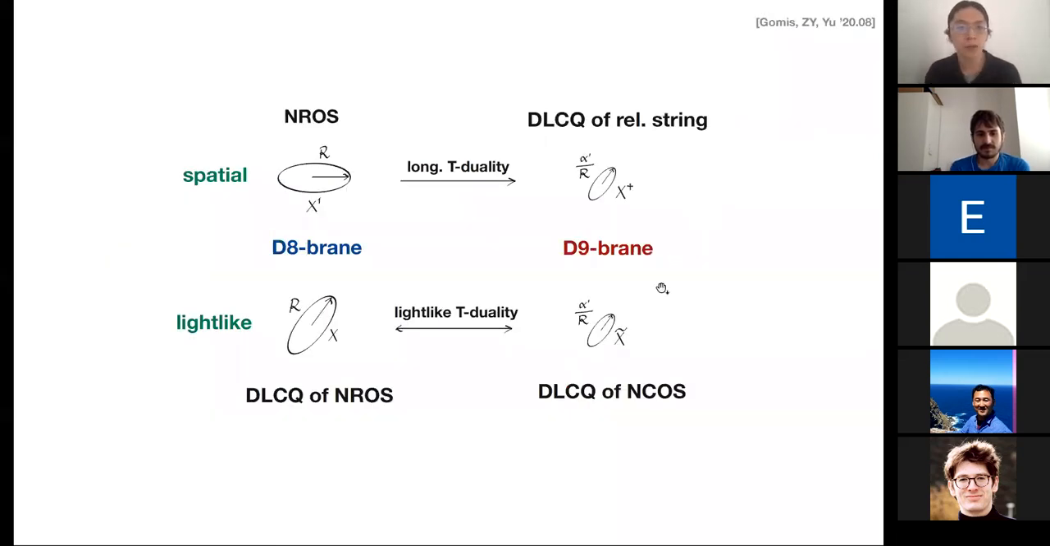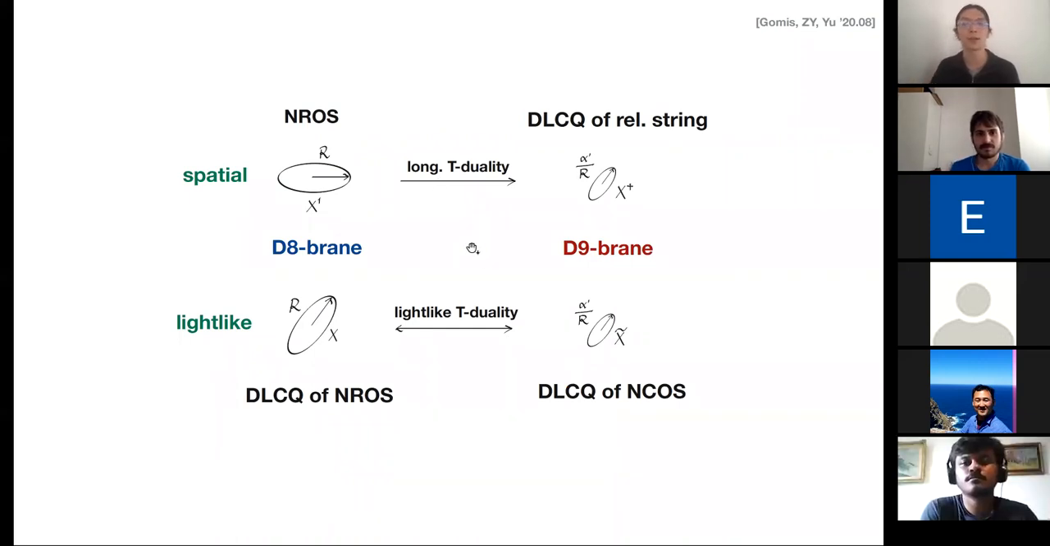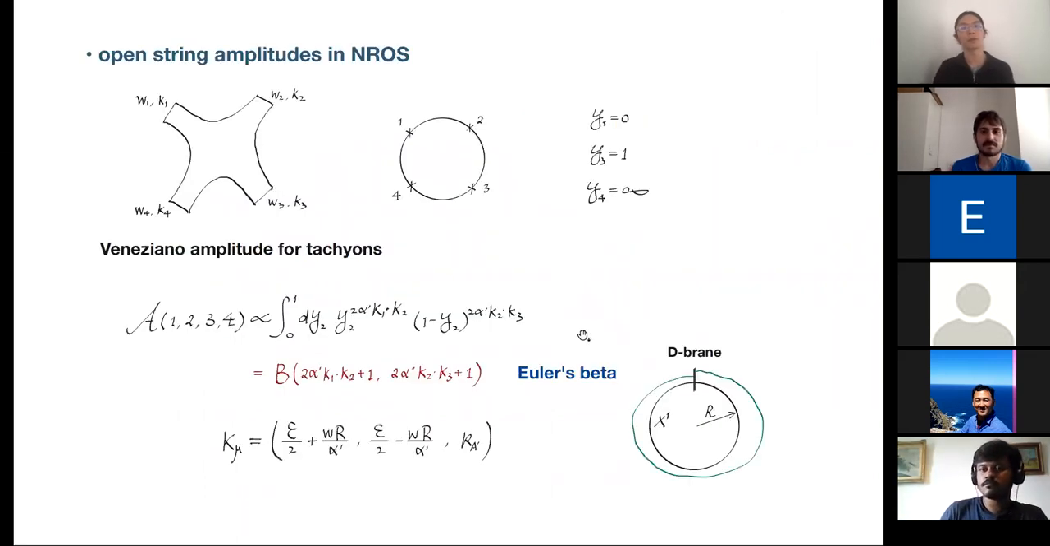Okay, so this is a summary for the relations between NCOS and NROS, which I will elaborate more later, but I just want to mention, like in one sentence, that there's actually a T-duality relation between these different open string sectors. Okay, but now we can go back to our string amplitude analysis, and it's pretty much straightforward.